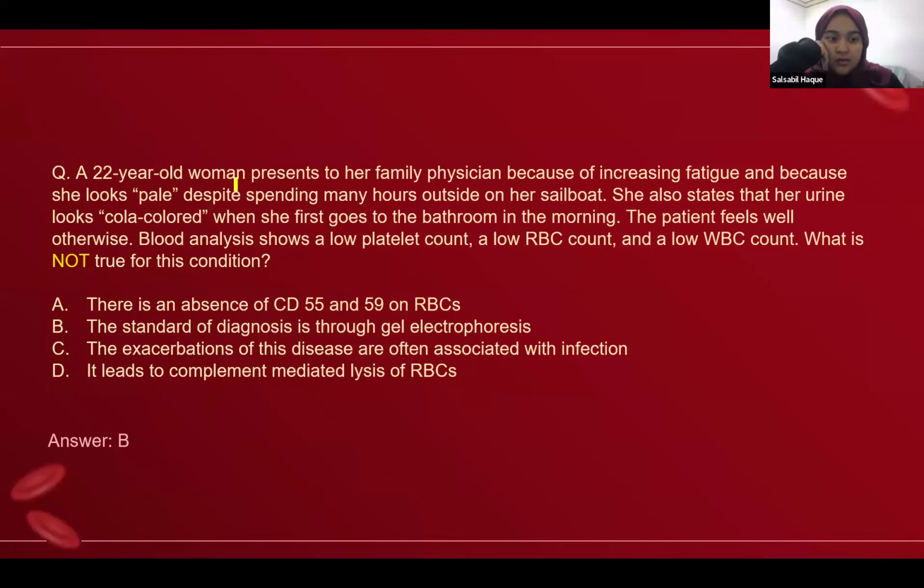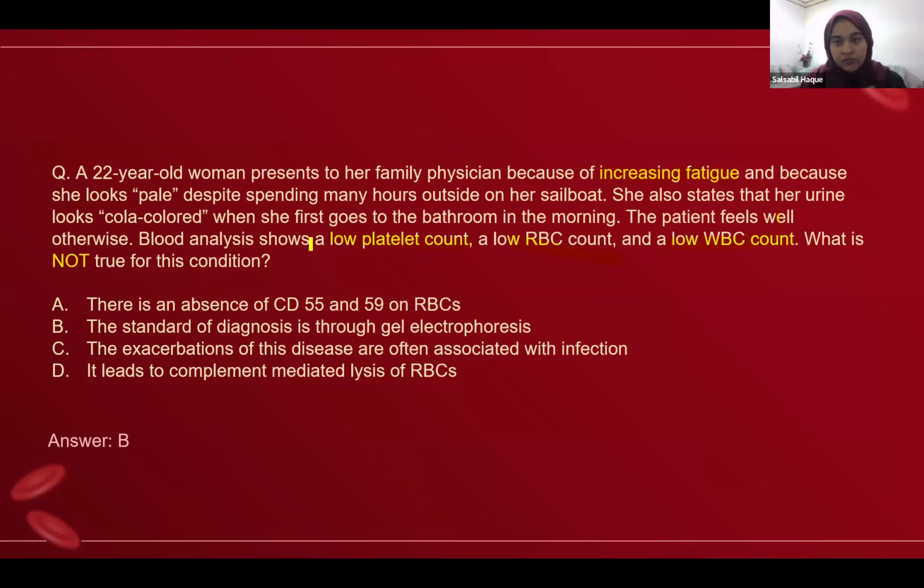Okay, a 22-year-old woman presents to a family physician because of increasing fatigue, and she looks pale despite spending many hours out on her sailboat. She states that her urine looks cola-colored when she first goes to the bathroom in the morning. She feels well otherwise. There's a low platelet count, low RBC, low WBC. So what is not true for this condition? First of all, can someone tell me what the condition is? Paroxysmal nocturnal hemoglobinuria. Okay, yes.